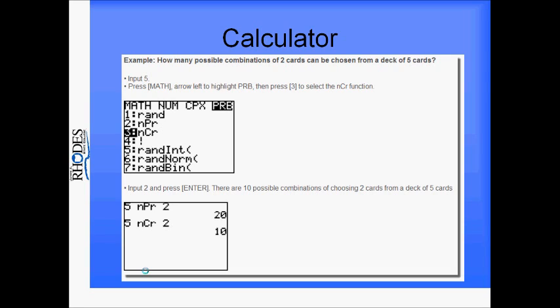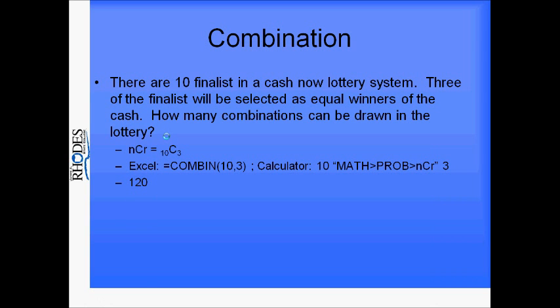Okay, so let's talk about combination now. Basically, it's entered on the calculator almost the exact same way, only instead of choosing option 2 here, you're selecting option 3, which is nCr, for combination. And again, this is where order doesn't matter. Okay, so let's get some examples.